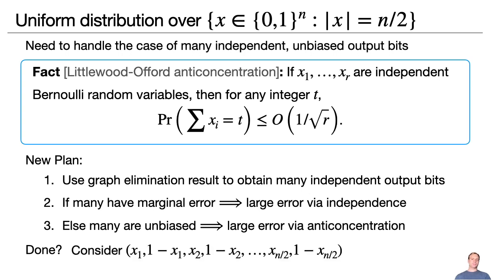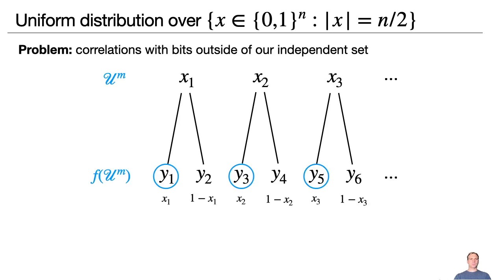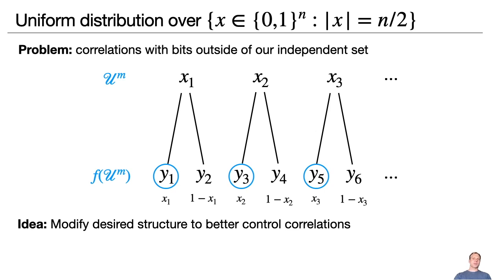Consider the following example. In some sense, this is all you could hope for. We have n/2 completely unbiased bits, but they sum to a fixed value, n/2, regardless of the specific values. And the issue here is that there are some correlations outside of the independent set. Pictorially, we chose y1, y3, y5, for example. These get counteracted by their adjacent pair.